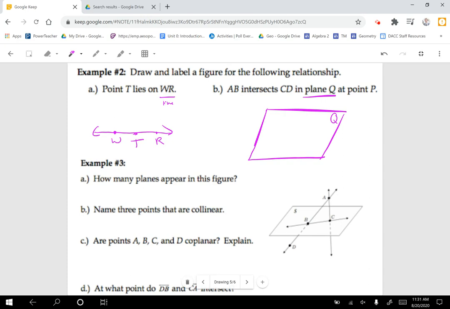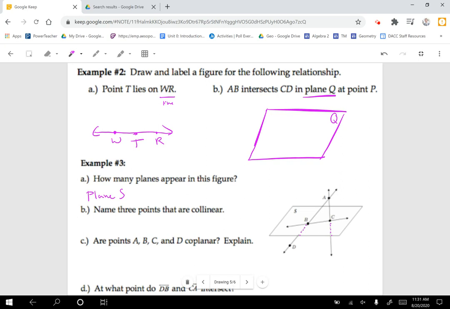Example 3, I'm just going to talk about a little bit intuitively. We'll do A together, and then you'll have B, C, and D to answer on your own. How many planes are in this figure? So they drew 1, right? So we see that there is plane S, but that is not the only one. If you notice these dots here, those are showing depth for us. So that is like something coming out of an index card.